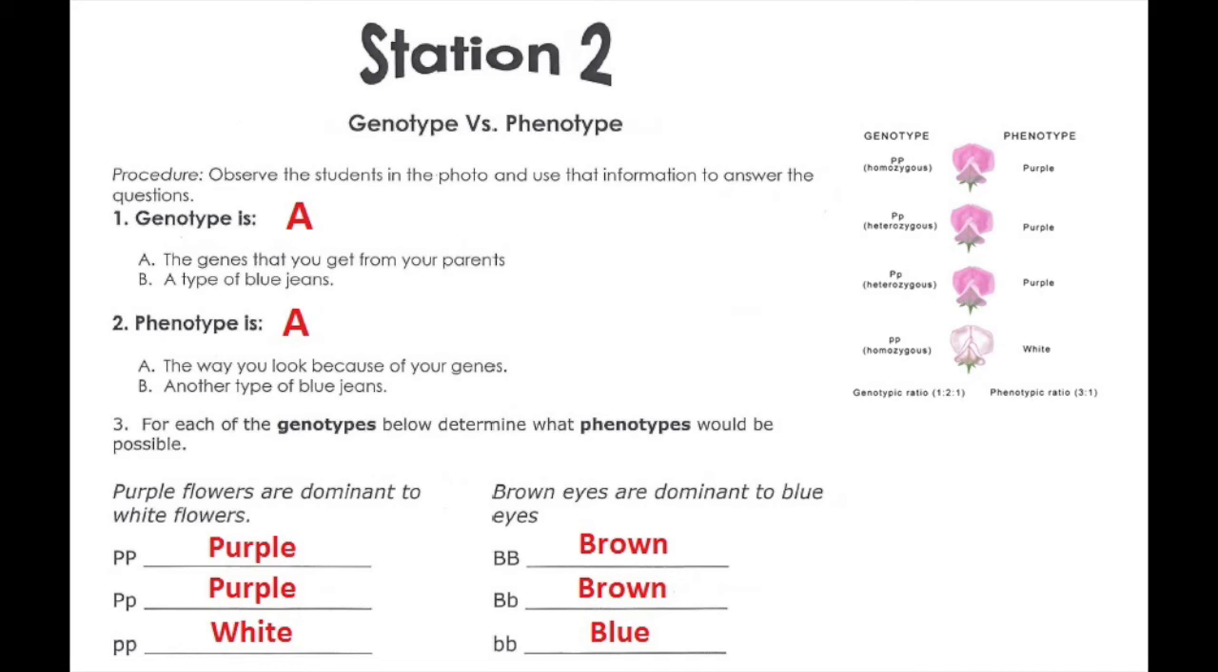All right, so after observing the students in the photo, genotype again is the genes that you inherit from your parents, and phenotype is the way that you look because of those genes. Looking at the two examples at the bottom of this chart, if a flower inherits a capital P, it's going to be purple even if there's only one copy. In order to be white, it has to inherit 2 copies of the lowercase, the recessive gene. Same thing with the brown eyes.